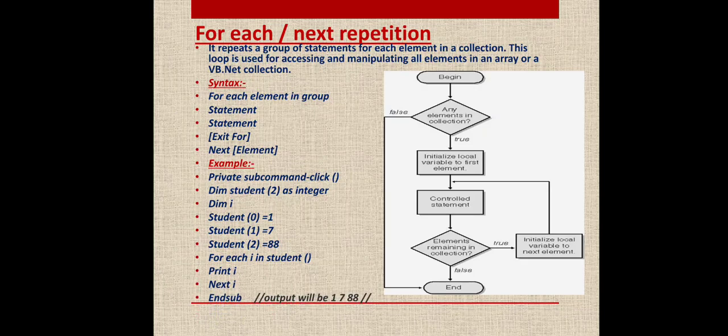will correct it. It is Dim student 3 as integer because the size of the array is 3. Here we have written 2, please correct it. It will be here Dim student 3 as integer. That means the dimension of the array is 3. And after that we have written Dim I. Dim I means I is integer.